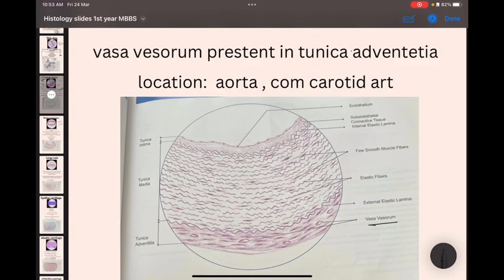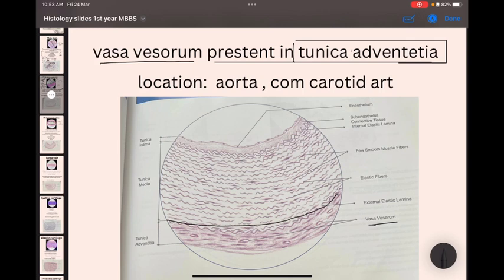Coming to the last point, we have vasa vasorum present in tunica adventitia. So adventitia is the last layer, right? The outermost layer, tunica externa or tunica adventitia. In this layer, we have vasa vasorum. What is vasa vasorum? These are blood vessels that supply the large blood vessels.